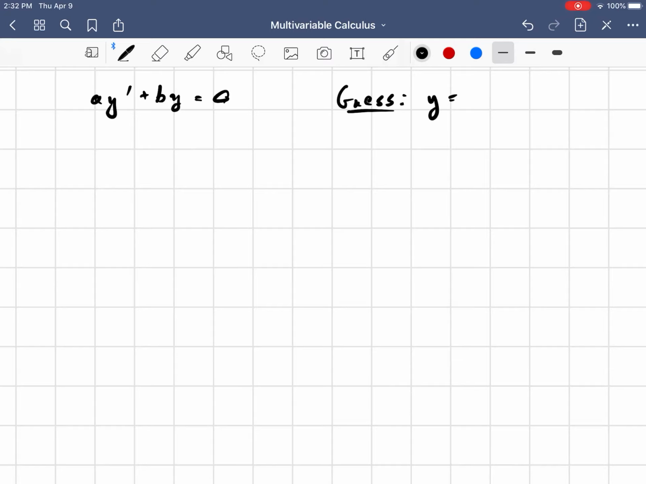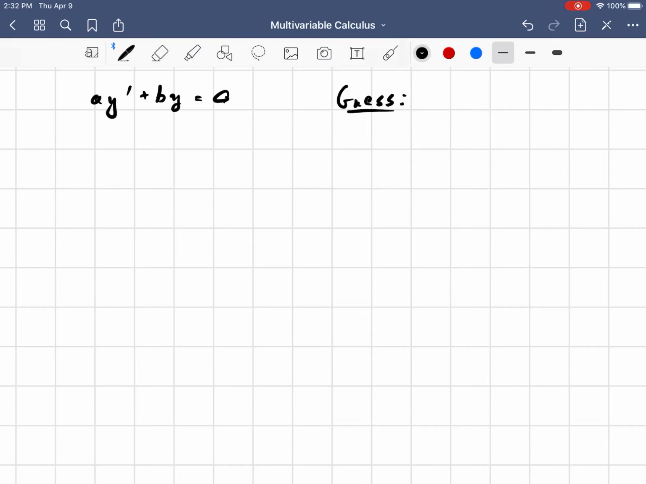If the derivative of the function is not a scalar multiple of the original function, then that's not possible to do. For example, y equals the fourth root of x would be a very bad guess because its derivative is 1/4 x to the negative 3/4, and the original function is x to the 1/4. So this x to the negative 3/4 and this x to the 1/4 are not going to cancel out in any way to give us 0.